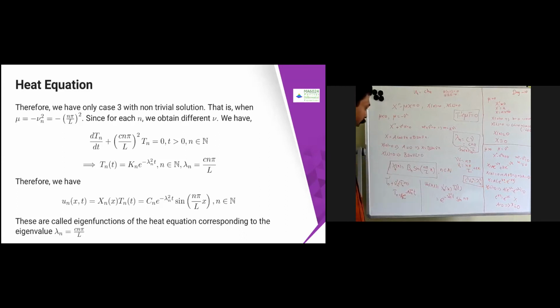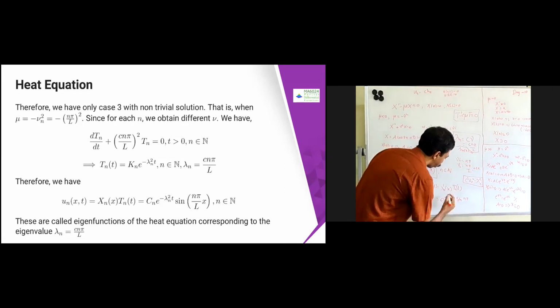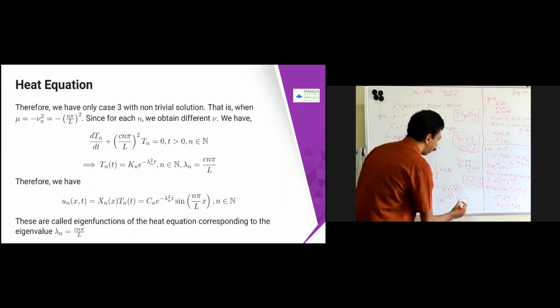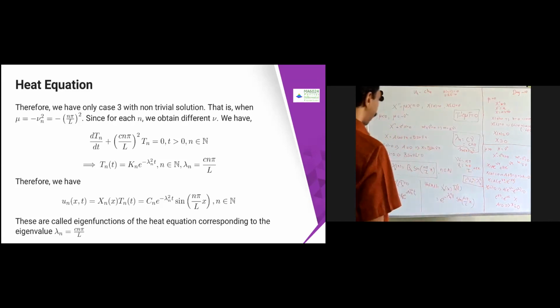So this is going to become like this. Therefore I'm going to write this as lambda n square, lambda n square into sine n pi by l into x. Fine. So u n of x comma t equals x n of x into t n of t, equal to e power minus lambda n square t sine n pi x by l.